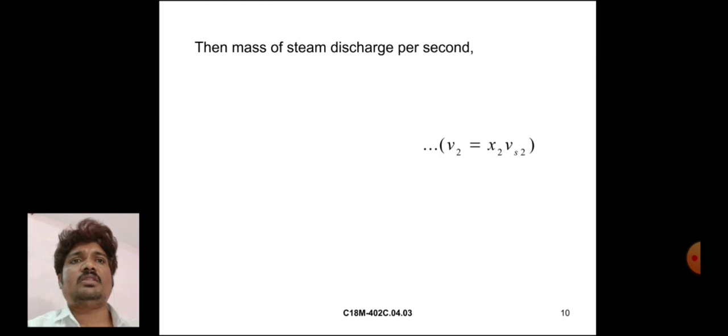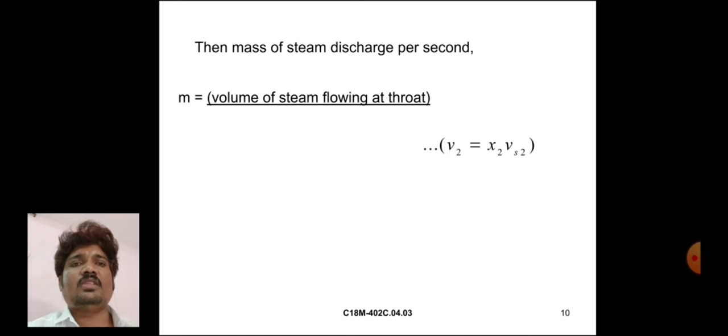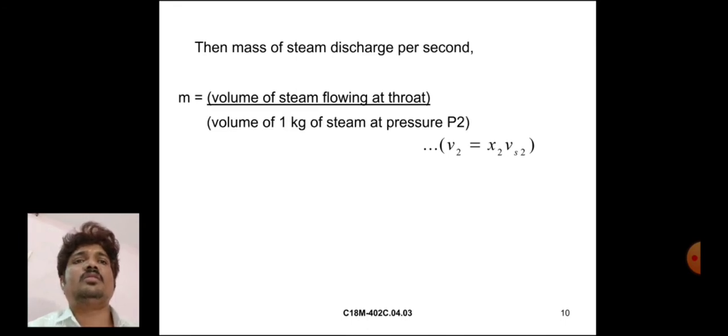Then the mass of steam discharged per second. How much mass of steam is discharged per second? M is equal to the volume of steam flowing at the throat divided by the volume of 1 kg of steam at pressure P2.